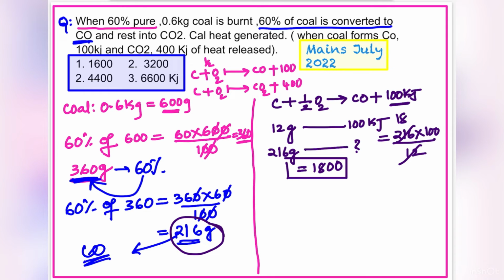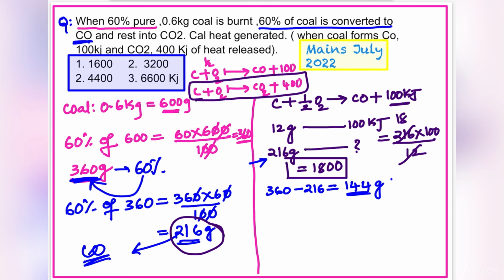Now we will try to calculate the heat released when it is converted into CO2. We have got 360 grams, from which 216 grams are used for carbon monoxide formation. How much are we left with? 360 minus 216 would be 144. So 144 grams of carbon is producing carbon dioxide, right?